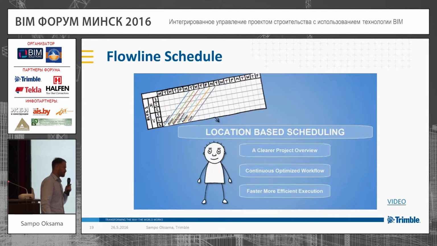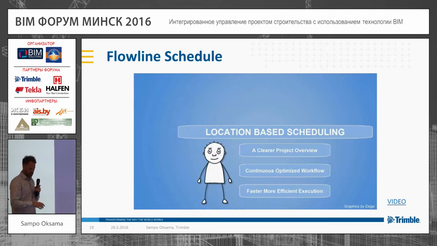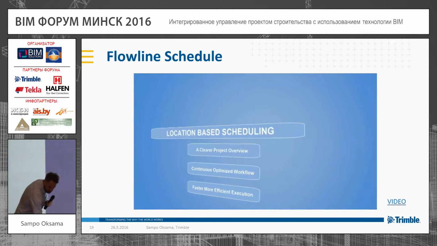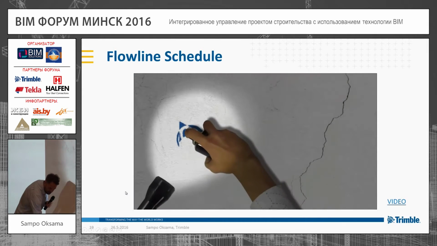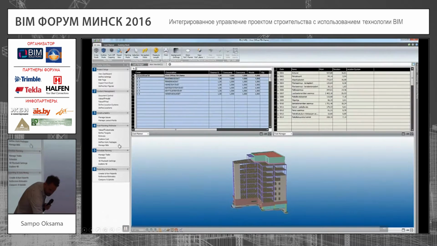So again, it's kind of like a BIM model. You can see in one view what the schedule is, whether there are risk spots, and you can do it even faster than traditional. So let's see how the schedule is then done using the flow line in Vico Office.